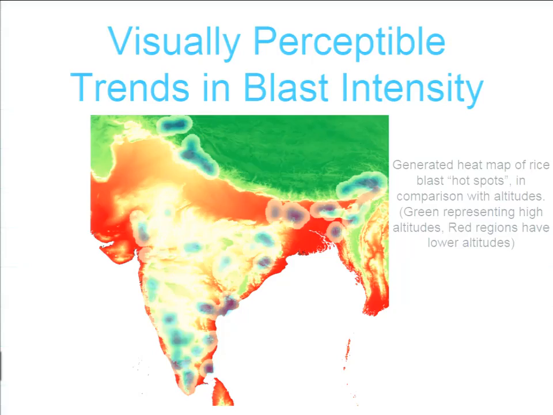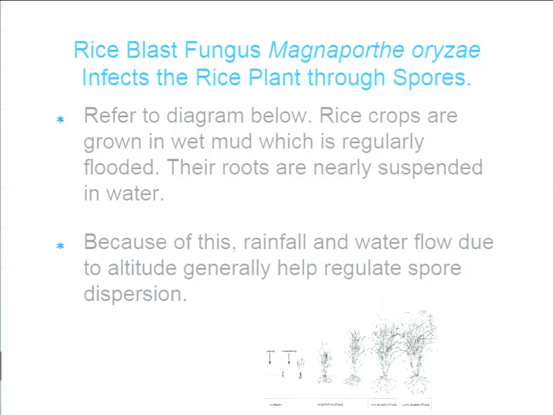I considered rainfall, I considered altitude, and the reason why I considered these is that in India, farmers practice what's known as intensive subsistence agriculture for wet rice. The rice is actually grown in what's known as a sawah, which is a flooded, irrigated field. So the roots are completely suspended in water, meaning that rainfall and water flow would basically allow the spores to disperse to other plants. So that's why I considered those as potential factors.